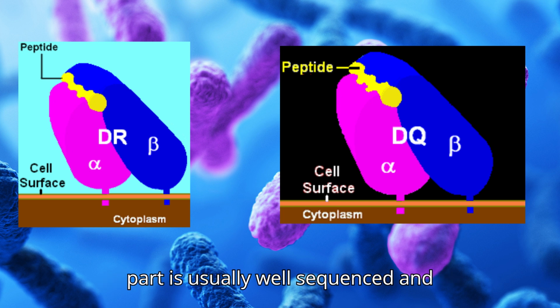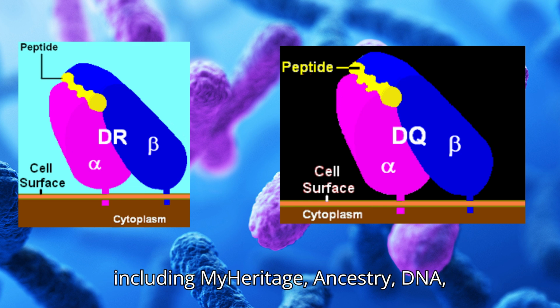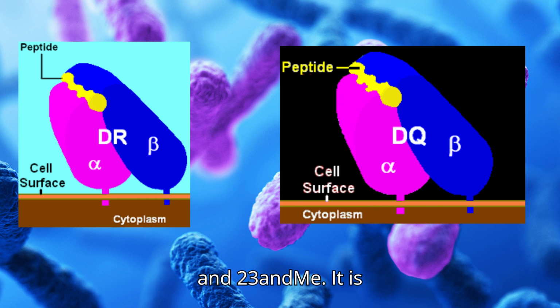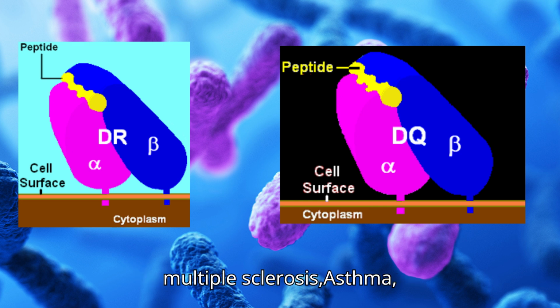This part is usually well sequenced and covered in every commercial DNA test, including MyHeritage, Ancestry DNA, and 23andMe. It is implicated in rheumatoid arthritis, hypothyroidism, eosinophil counts, multiple sclerosis, asthma, Vogt-Koyanagi-Harada syndrome, Addison's disease, bullous pemphigoid, vitiligo, leprosy, type 1 diabetes, and various allergies.